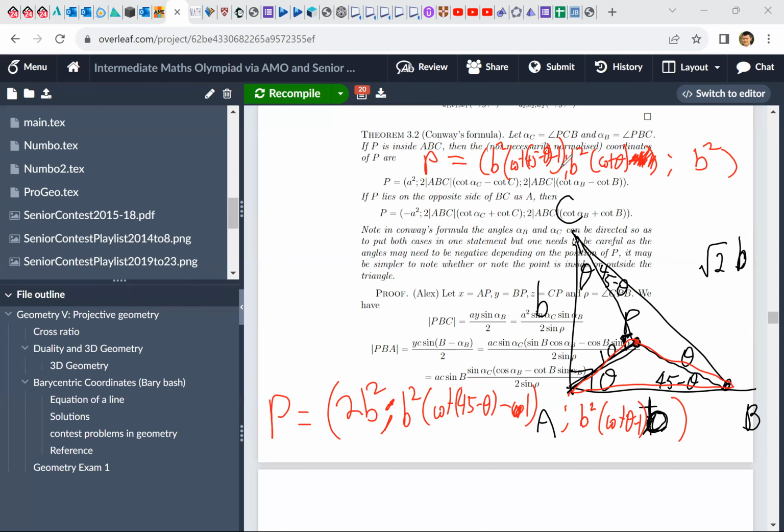Probably not. Let's see what we get with this, yeah? So they're meant to be the same, yes? So we get b squared is equal to cot 45 minus theta minus 1. Can cot exceed 1?